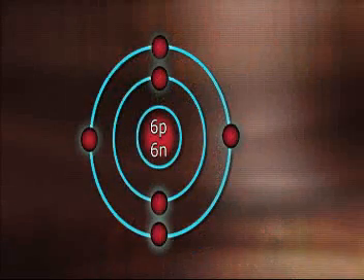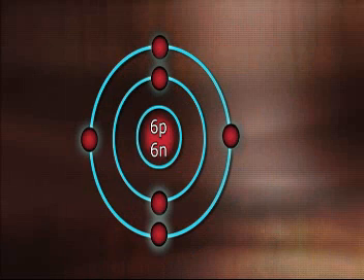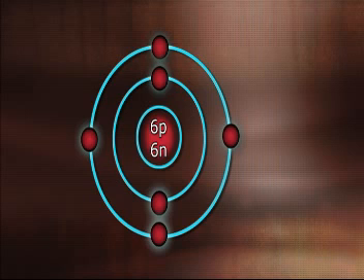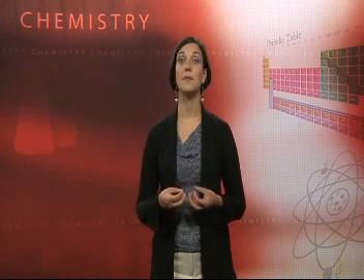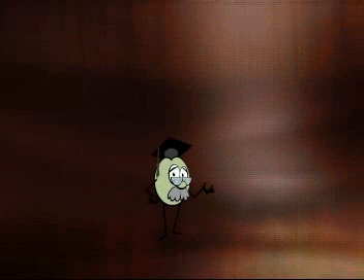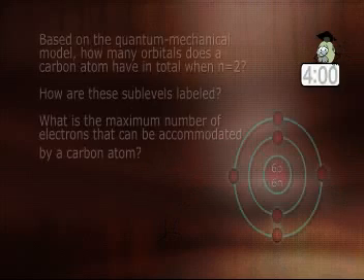Let us do another activity. Pictured here is a carbon atom. Based on the quantum mechanical model, how many orbitals does a carbon atom have in total? How are these sublevels labeled? What is the maximum number of electrons that can be accommodated by a carbon atom? You may begin. Students, let's get ready. Begin.